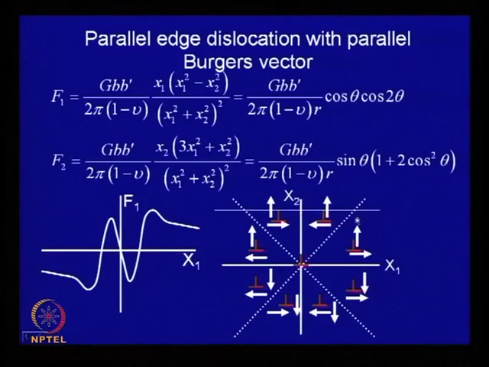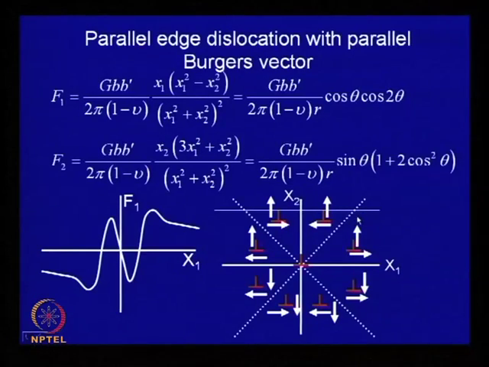Now, clearly here the force is equal to 0. If you look at this case, x1 is greater than x2. If you are here, x1 is greater than x2. So, F1 is positive. Therefore, the nature of the interaction is one of repulsion.